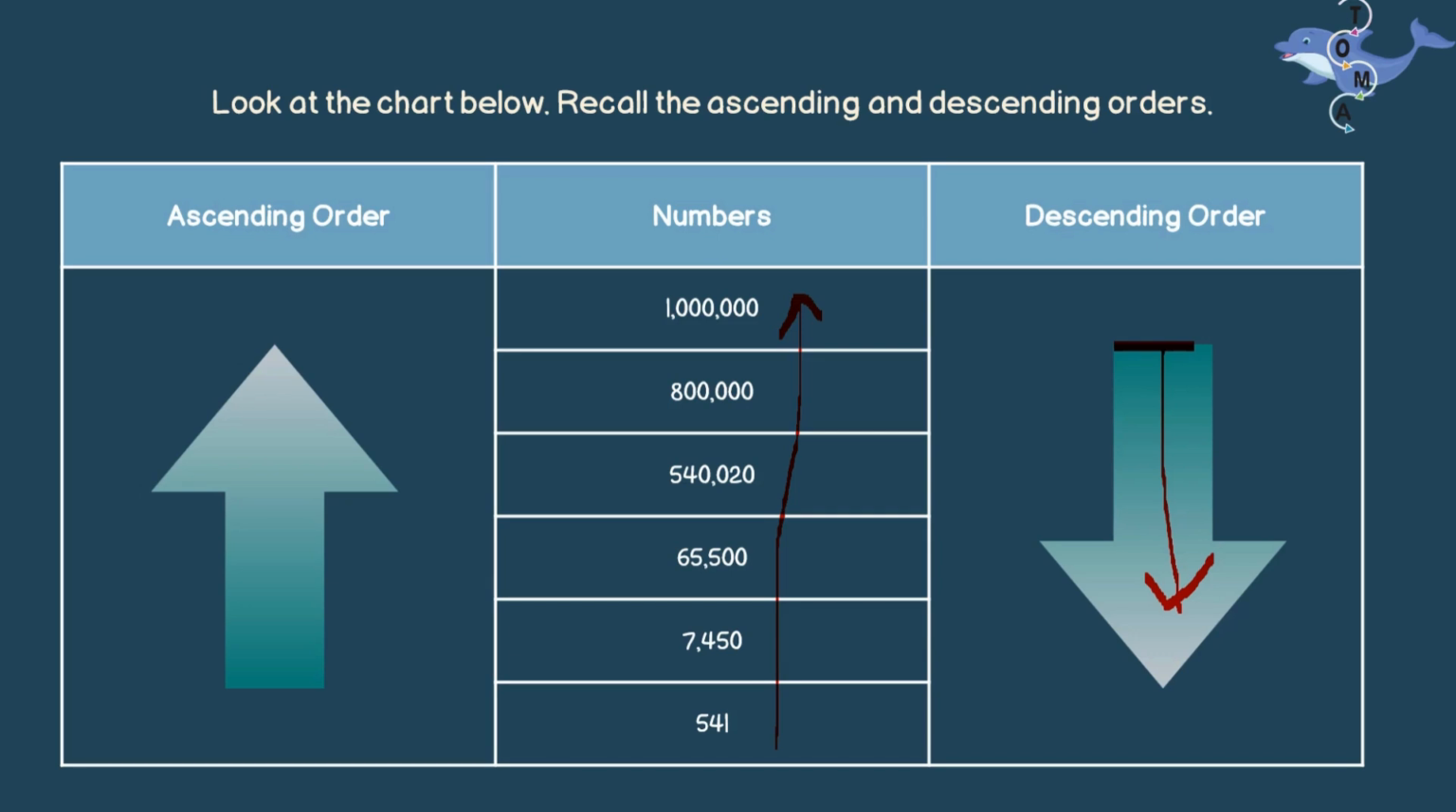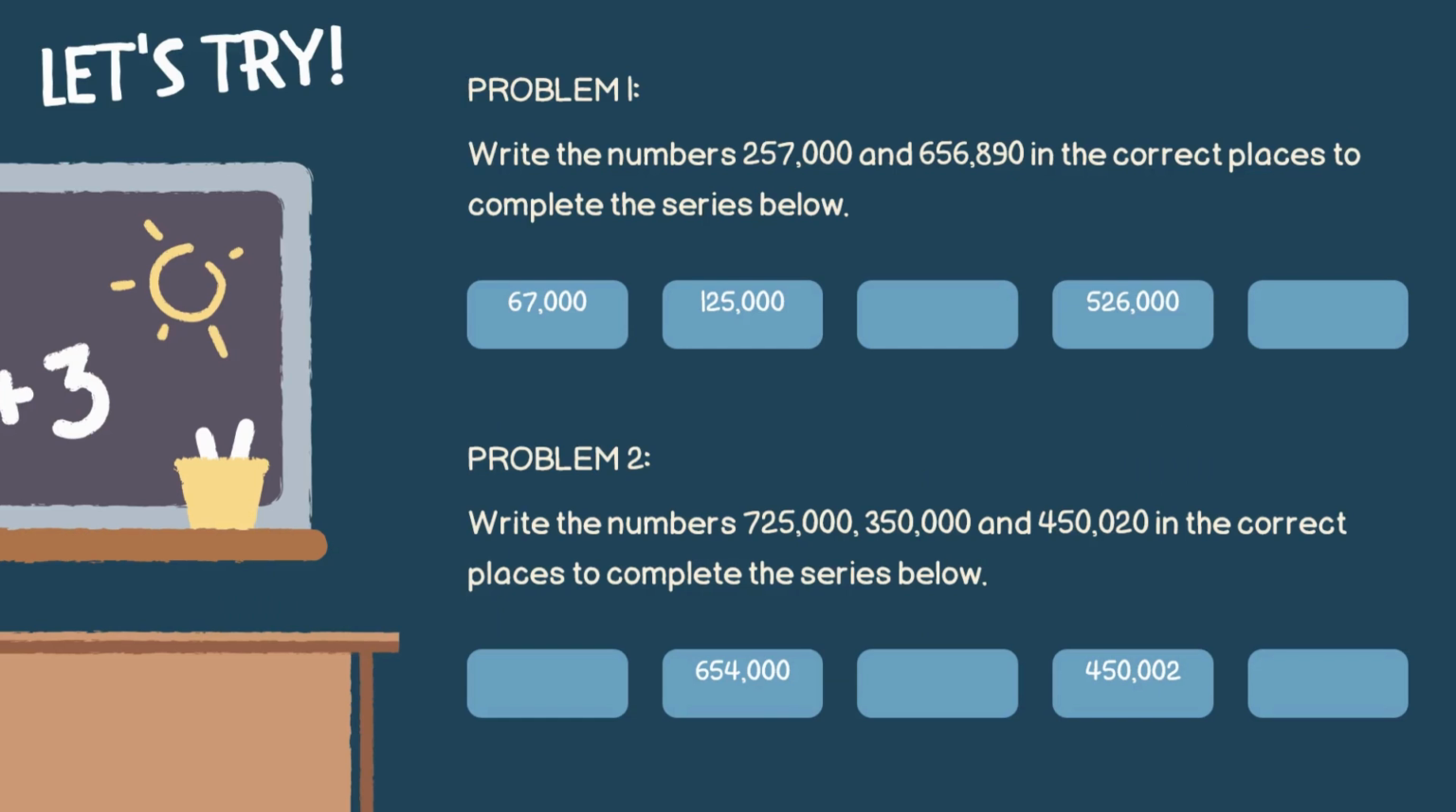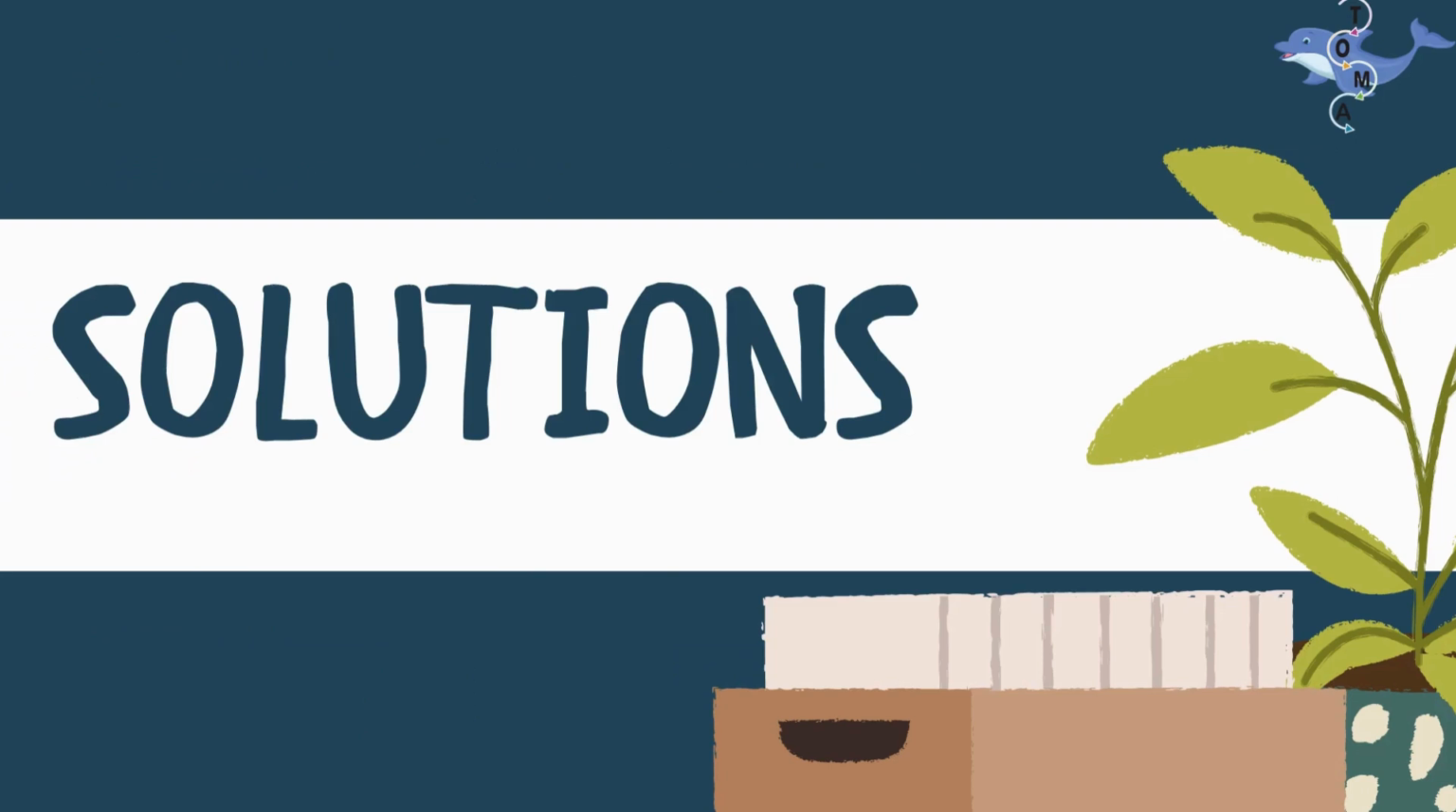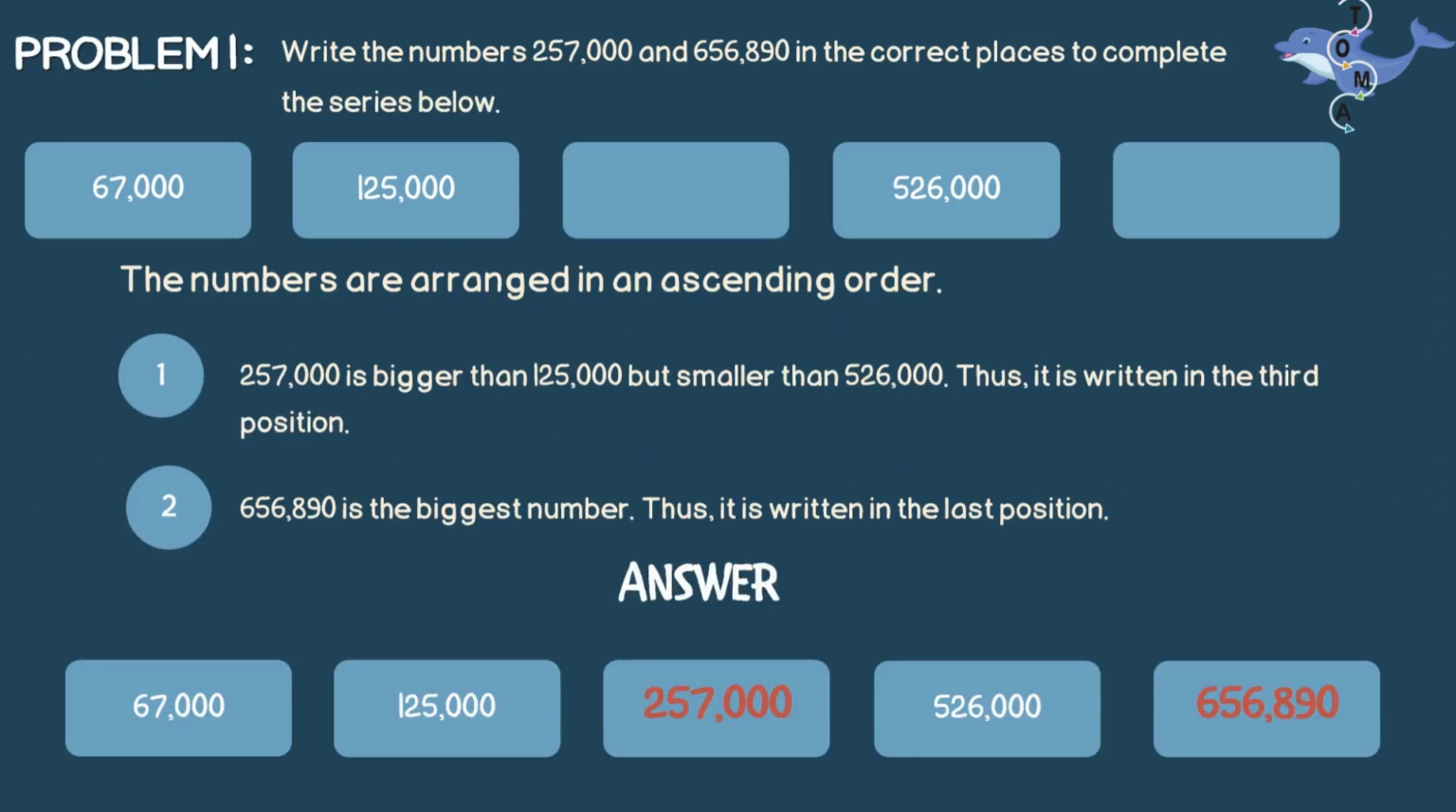Okay, so right now we are going to move to another problems. So let's try problem number 1. These two numbers are given in the correct places to complete the series. So we are going to do this problem as well as this problem. These two problems we are going to complete one by one. So here we are going to have the solutions for you guys. Let's start the problem number 1 first.